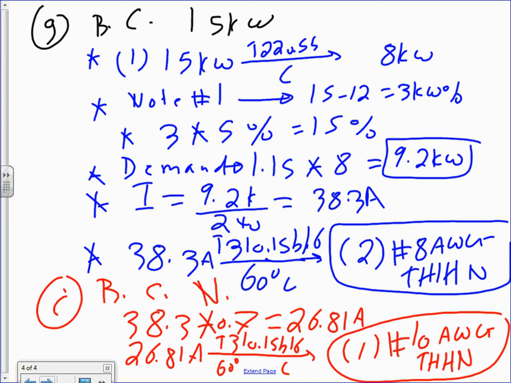Any comments, guys? Any questions? Yes, sir. Up on the top, the number 1, 15 minus 12 equals 3 kW. Yes? Where did you get the 12? The 12 is from note number 1. It says, if you read it, anything larger than 12 increase by 5%. So you have 15. How far away is the 15 from 12? You subtract.